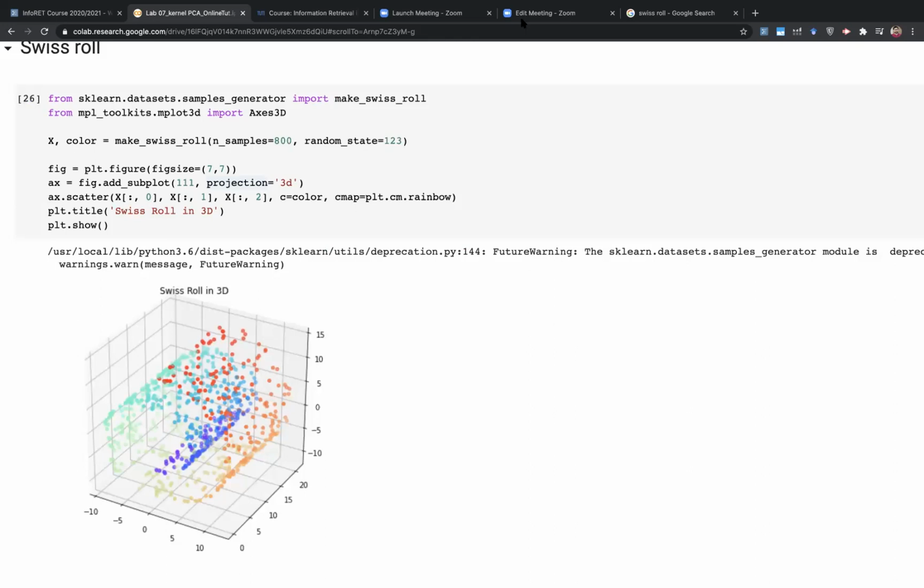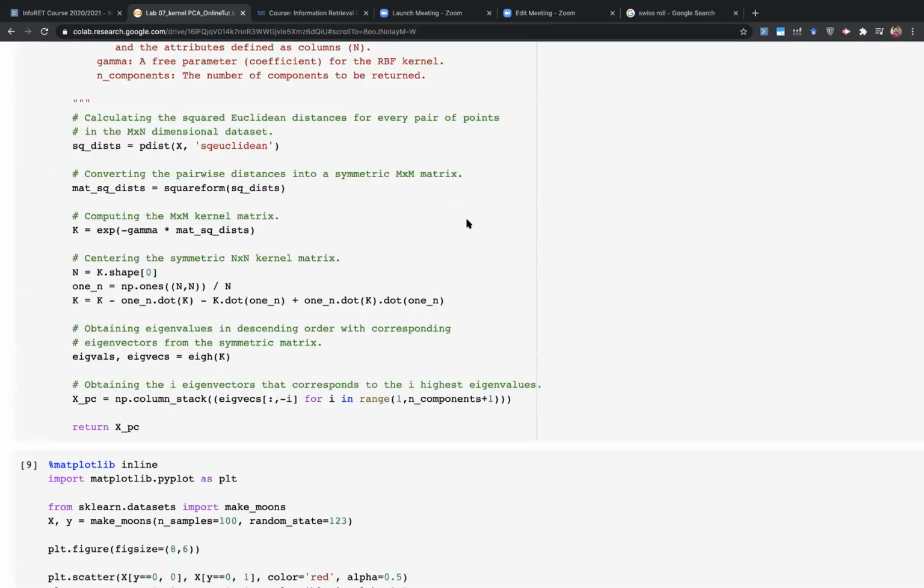Okay, so let's just start the theory. Okay, before we go to the theory, I just want to... I mean, we have already seen the solutions.